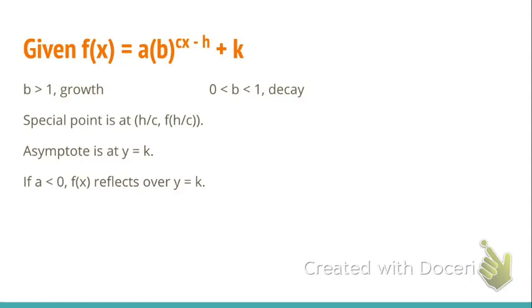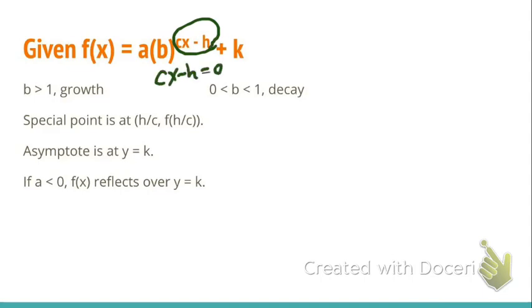So when graphing exponentials in this form, we're going to first look at b. b is the base of the exponent. If it's greater than 1, it's going to be growth. If it's in between 0 and 1, it's decay. So that's going to affect the shape of our graph. And then we're going to find a special point. A special point is just the x-coordinate for what makes the exponent 0.